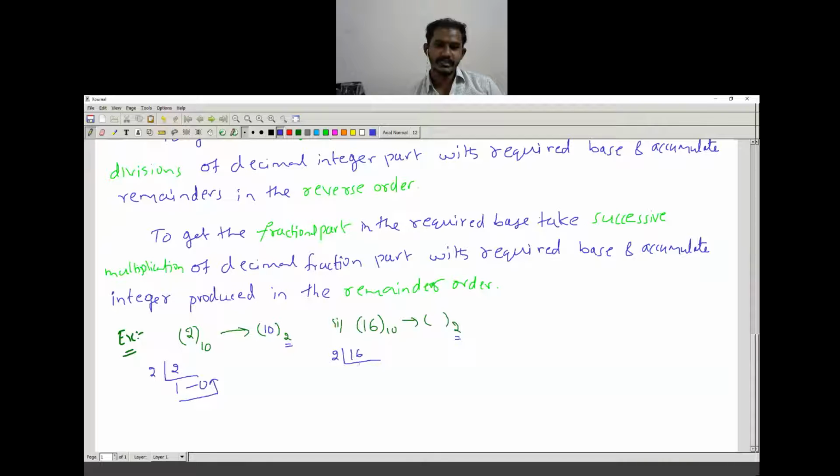So 2 8s are 16, there is no remainder, remainder is 0. After that, again do. This is called the successive division. Until you get 1 as the remainder, you have to do the successive division. And again 2 4s are 8, and remainder is 0. And again 2 2s are 4, remainder is 0. And again 2 1s are 2, remainder is 0.